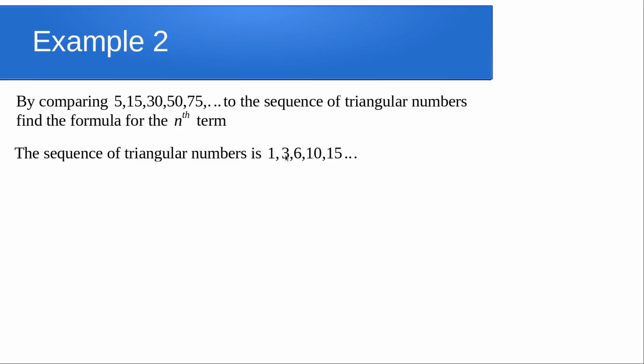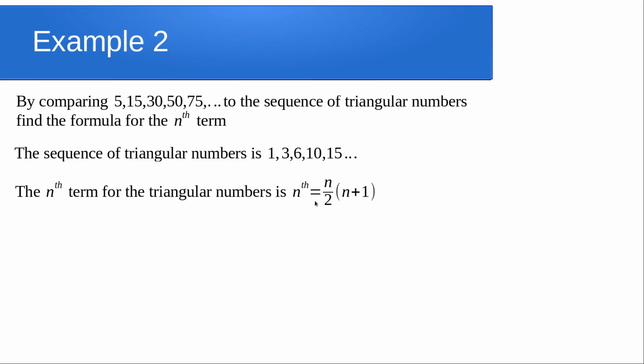Well, let's look at the 3. If I add 4, I get 7, not 15. But if I multiply by 5, I do get 15. So it looks like multiplying by 5 is the thing we need to do. Let's just check with the others. 6 multiplied by 5 is 30. 10 multiplied by 5 is 50. And 15 multiplied by 5 is 75. So it looks like our sequence is the same as the sequence for triangular numbers multiplied by 5.